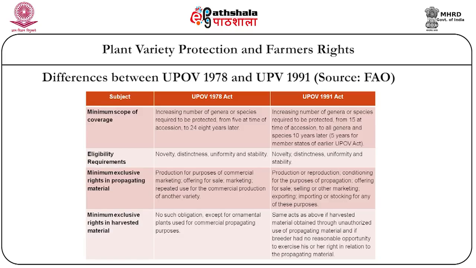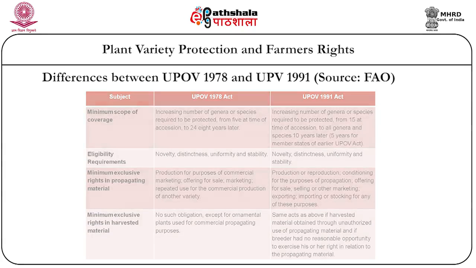Minimum exclusive rights in harvested material: no such obligation, except for ornamental plants used for commercial propagating purposes. Same acts in case of the 1991 Act, if the harvested material is obtained through unauthorized use of propagating material, if the breeder has no reasonable opportunity to exercise his or her right in relation to the propagating material.